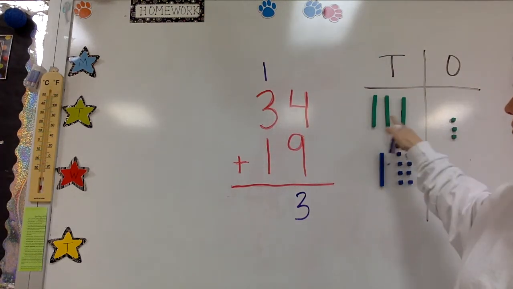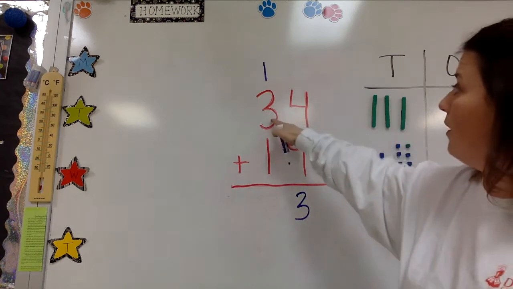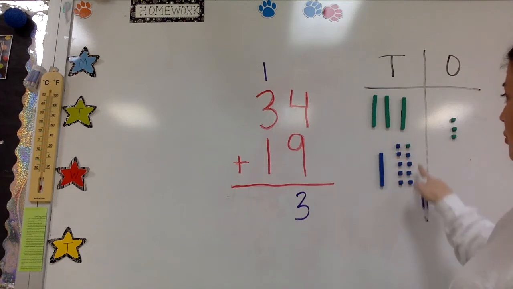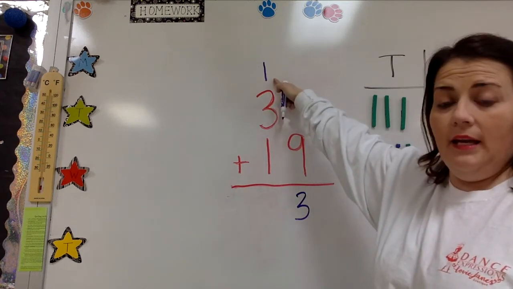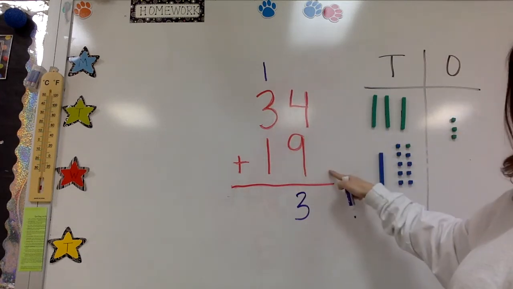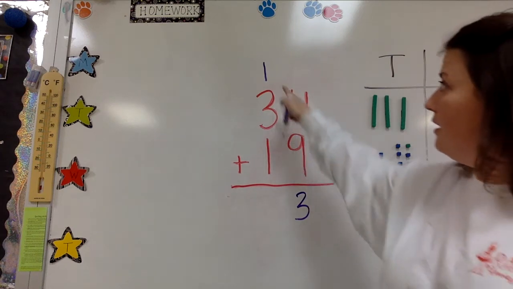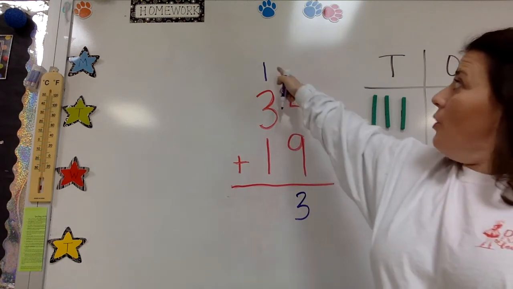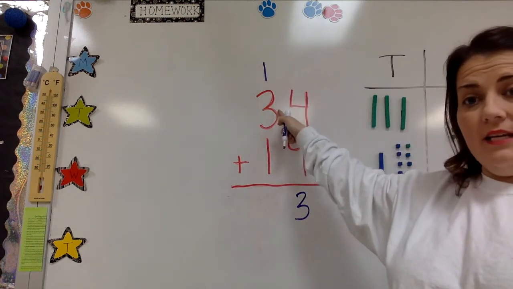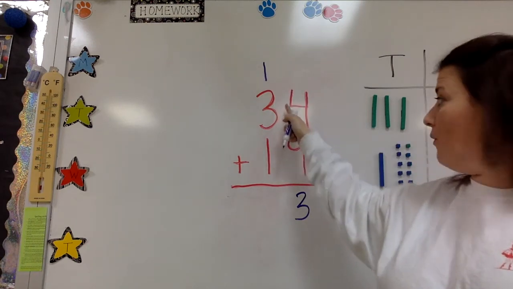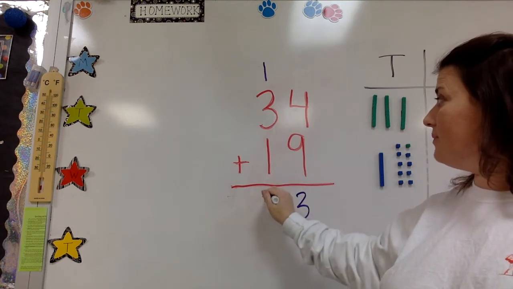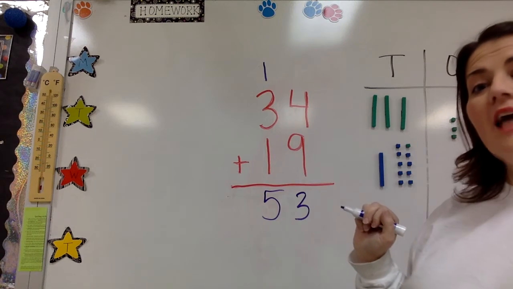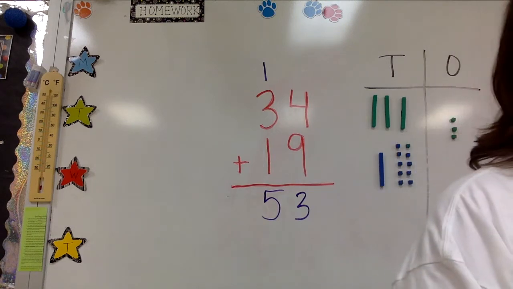So we have the 3 10s from the 34, the 1 10 from the 19, and our new 10 that we made from combining the 4 and the 9 and got the 13. There's the 3. There's the 10. Now we just add all of our 10s together. So 1 10 plus 3 10s is 4 10s, and 4 10s plus 1 10 is 5 10s. So 34 plus 19 is 53.